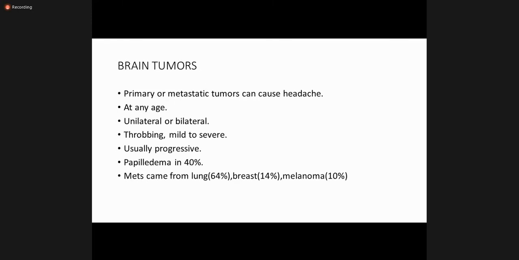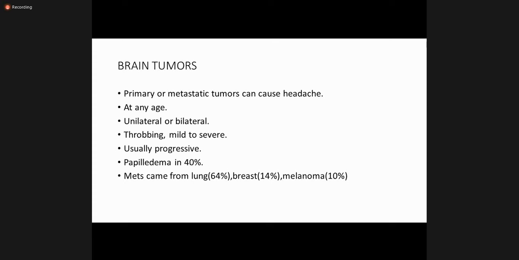And now another type of headache which usually has an association with underlying primary or secondary tumors of the brain. They can occur at any age, in childhood, middle age, or late age. So primary or secondary tumors in the brain can cause unilateral or bilateral headache. They have throbbing character and mild to severe intensity. Usually they are progressive in nature, and most often you may have underlying papilledema.